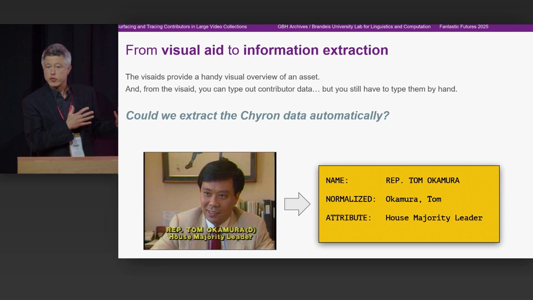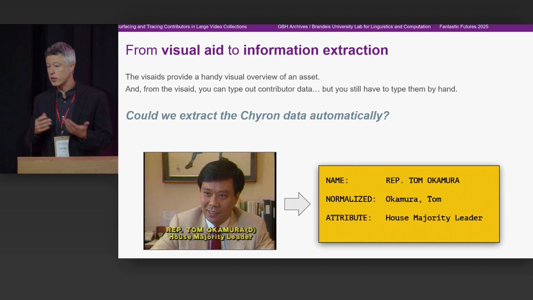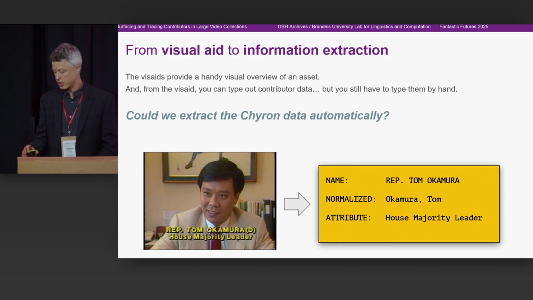So the visual index is great. It's great for a cataloger to have at hand at cataloging time. But you still have to sit there and type the information off the visual index into the cataloging interface. Could we extract the data automatically? And so that leads us to the experiment that Kelley's going to be talking about.